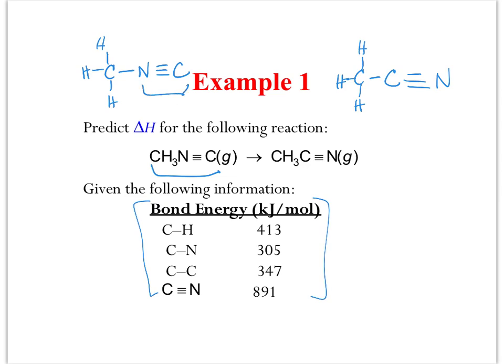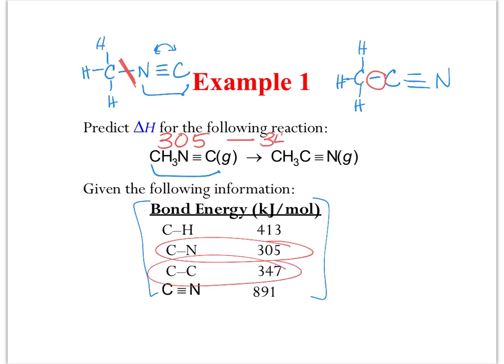Okay, so all we're really doing here is taking this little section and reversing it so the carbon gets attached. So what are we breaking? We're breaking a carbon to nitrogen bond, and we're forming a carbon to carbon bond. We're not touching anything else here, but they're giving you this extra information. So breaking a carbon to nitrogen, that's a 305, minus what I'm forming. What am I forming? A carbon to carbon, 347. So that gives me a negative 42 kilojoules per mole.